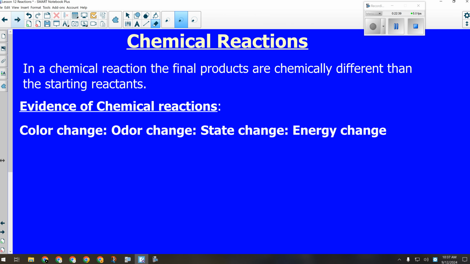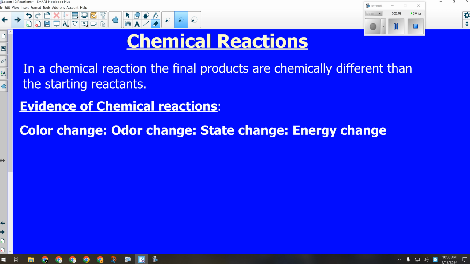In a chemical reaction, final products are chemically different than the starting reactants. Okay, that's why we get color changes, temperature changes, things like that. We made something new, right? Can you, in a reaction, get the reactants back? Not without like doing a ton of work in some cases. No, you can't in most cases.